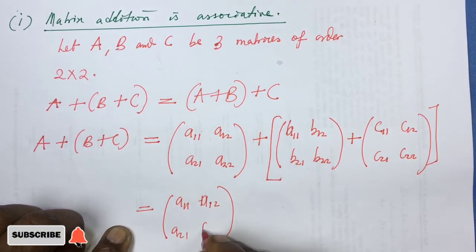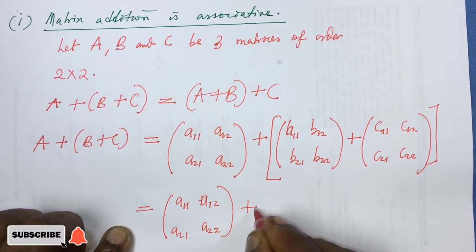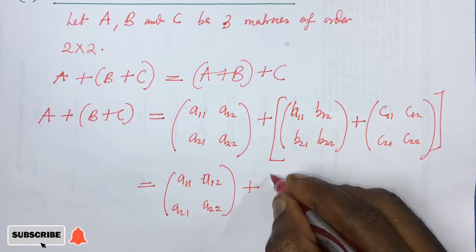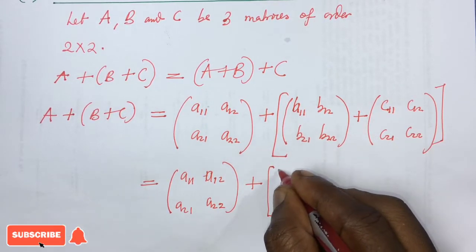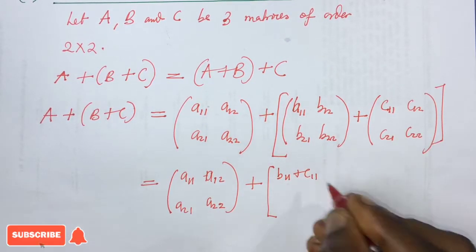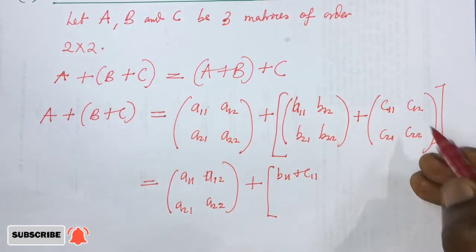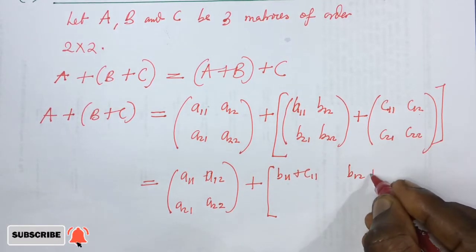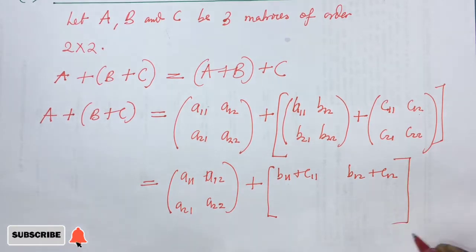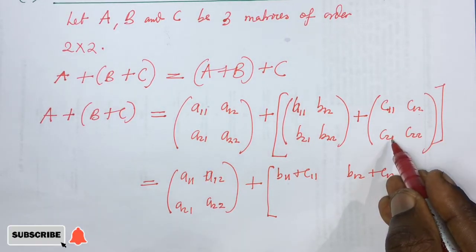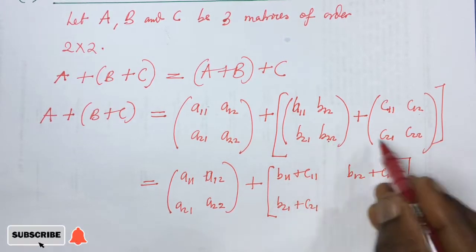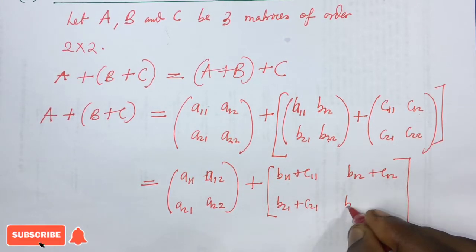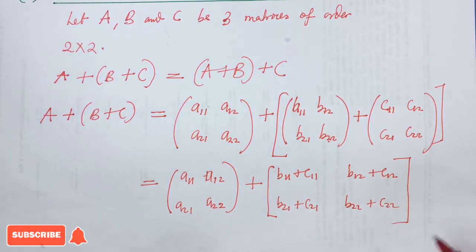This is A21, A22. Okay, that is for A. Now, let us handle the inner bracket. The inner bracket will give us B11 plus C11, okay? Then B12 plus C12. Then, finally, B21 plus C21. Then B22 plus C22, okay?